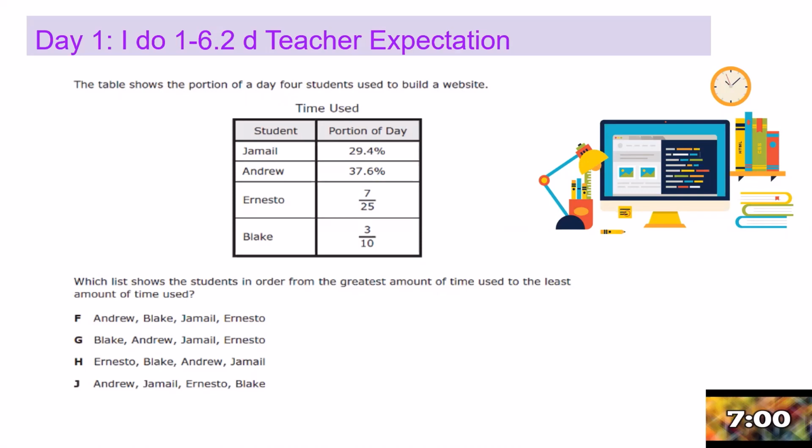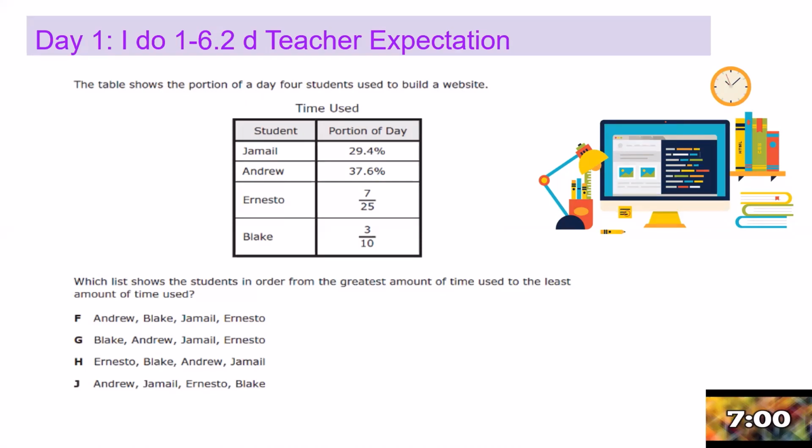The question starts off, the table shows the portion of a day 4 students use to build a website. Which list shows the students in order from the greatest amount of time used to the least amount of time used?